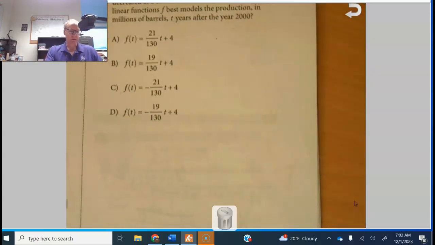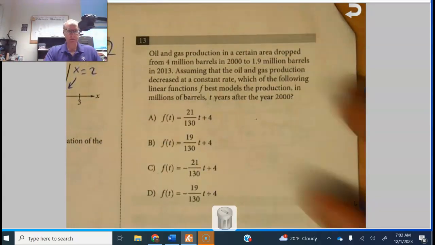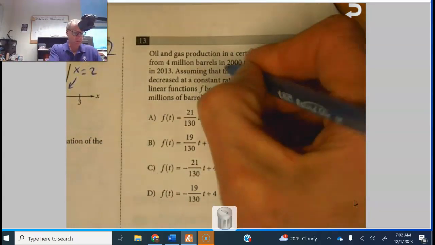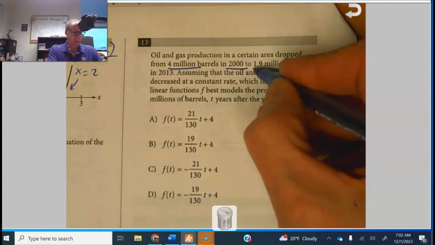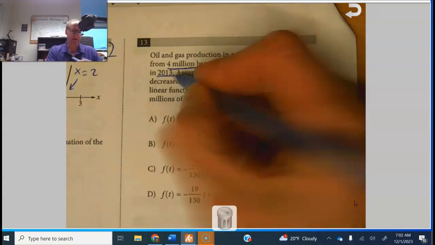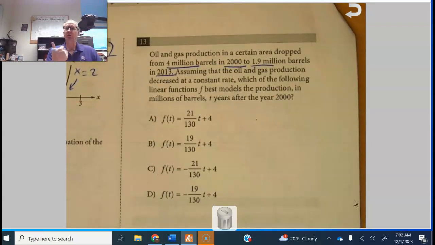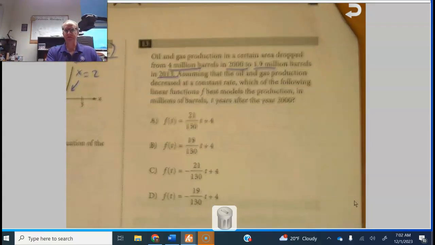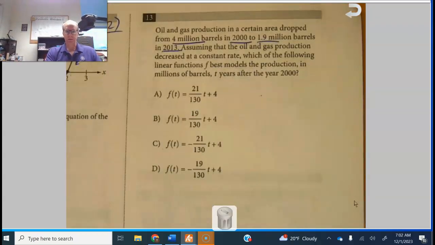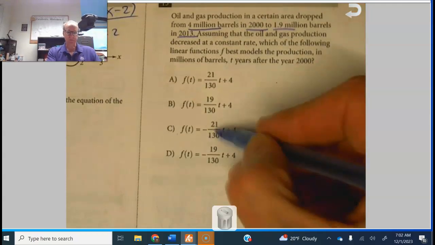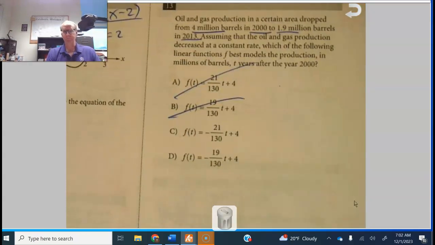This one looks like we're looking for a function, and it says that in the year 2000, we had 4 million barrels, and we had 1.9 million barrels in 2013. It's going down, which means that this function has a negative slope. All I need to know about it is right there. I have a negative slope, so I know these two are out.